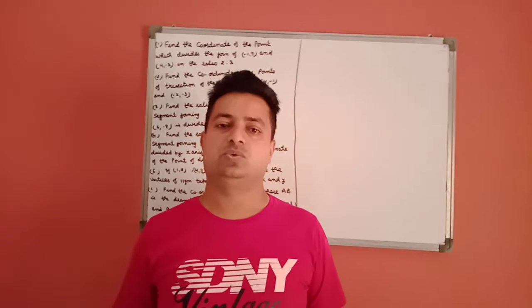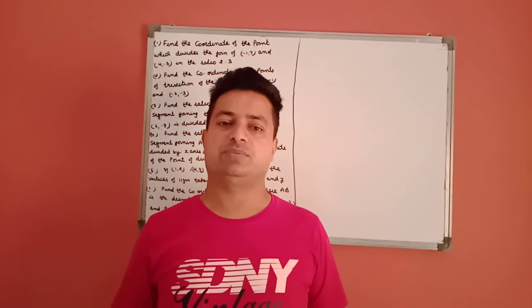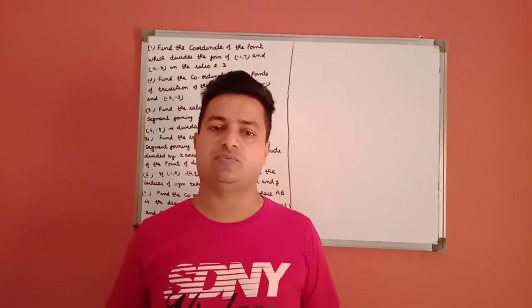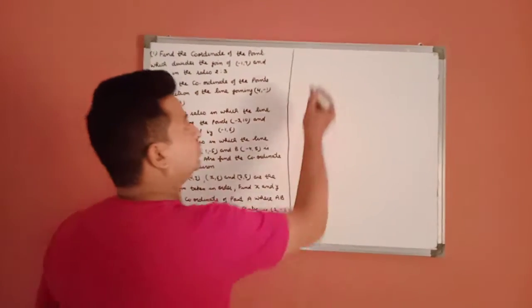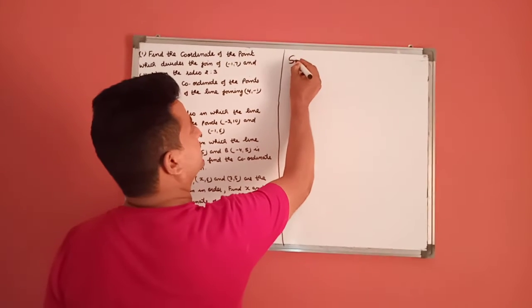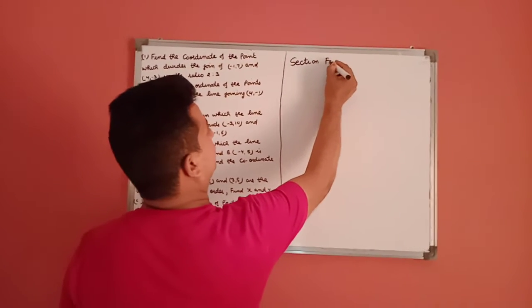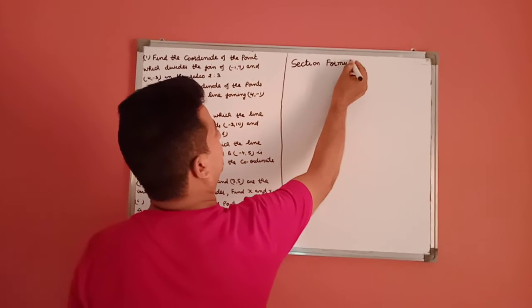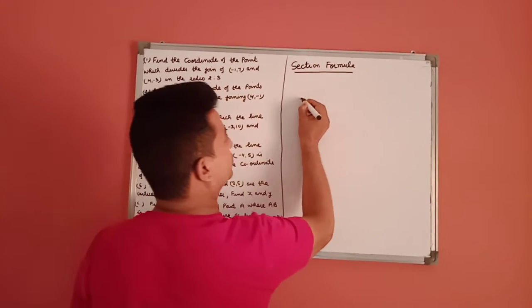Hello students, today we will discuss exercise 7.2 of chapter number 7, that is coordinate geometry of class 10th. In this exercise we read two formulas. First one is called section formula. Section formula is when 2 points are divided in some ratio.